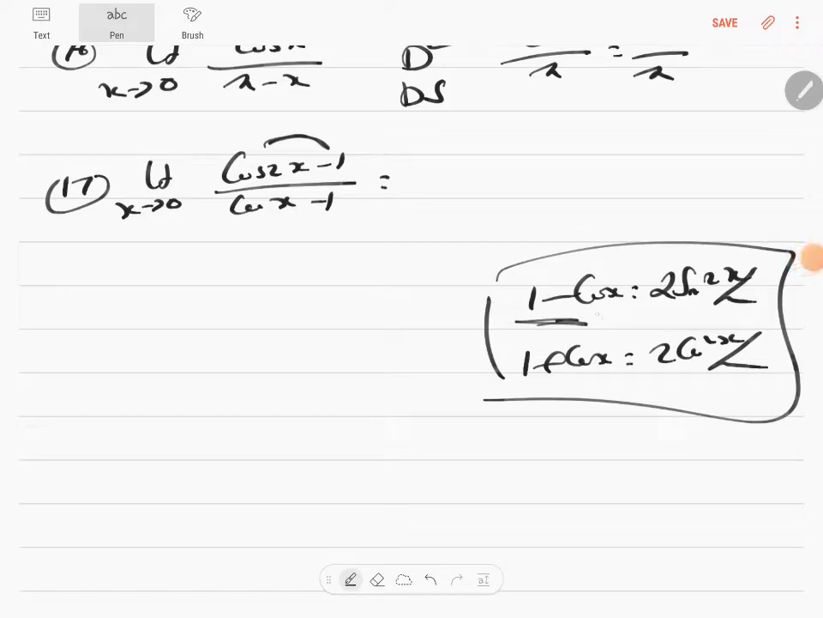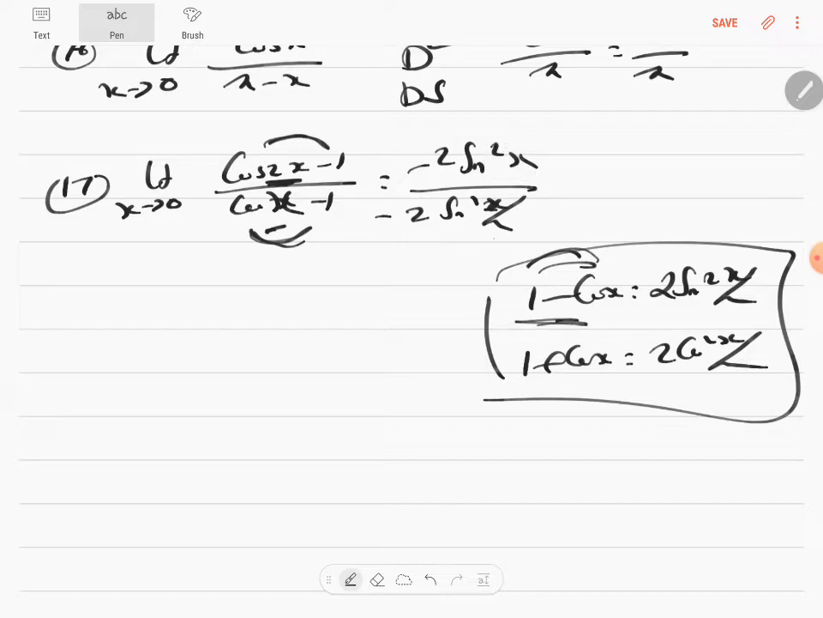1 minus cos x is 2 sin square x by 2. It's cos x minus 1, which is minus 2 sin square x by 2. Because it's getting switched, you will have a negative sign, correct? If there is x, there is x by 2. If there is 2x, it will be x. So minus 2 sin square x. If there is 2x, the half angle of it is x. If there is x, the half angle of it is x by 2. So using this formula, I am able to write both of these.